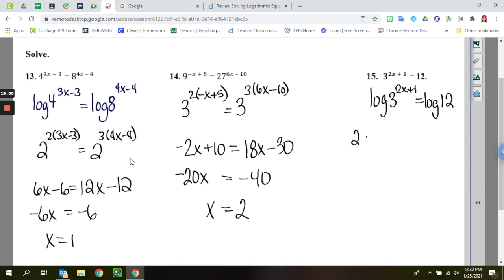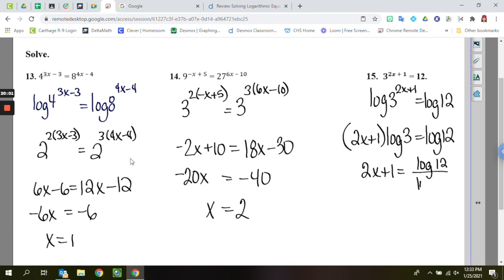So we've got 2x plus 1 times log of 3 equals log of 12. You want to solve for x. Remove anything like normal. So we want to divide both sides by log 3. So log of 12 divided by log of 3, which puts it in the change of base format.